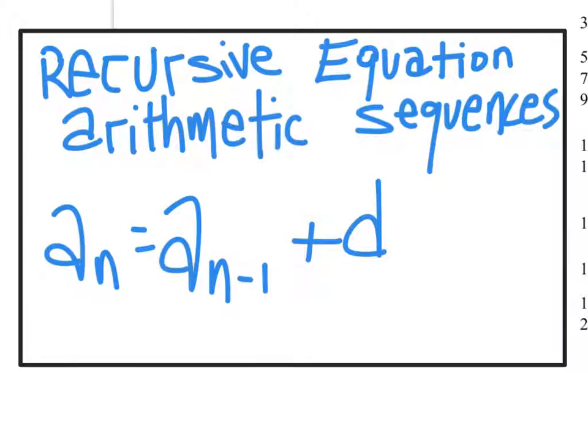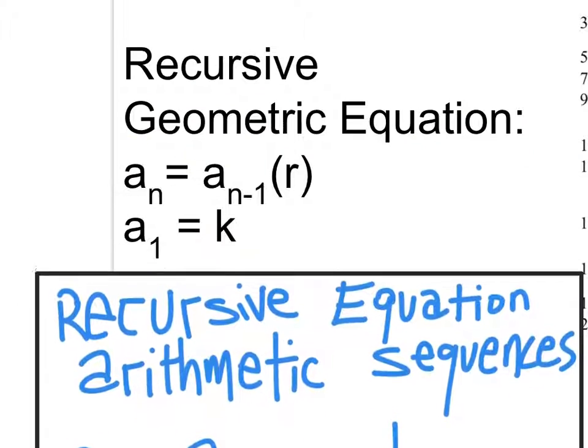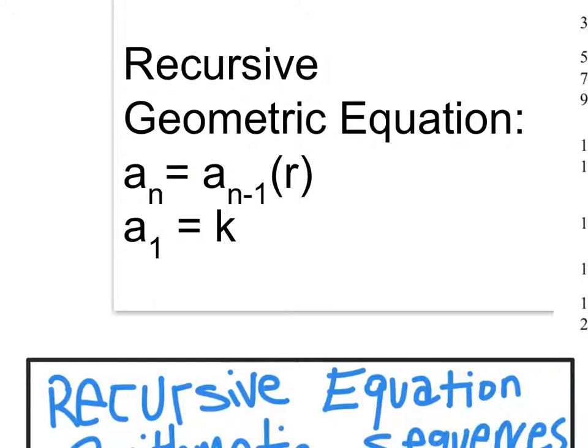And essentially, this is what? Well, we know that we need to know the difference. We also need to know the first term. And so the way this works is it's the previous term plus the difference. How is this different from what we're learning today? And what is exactly a recursive geometric equation?